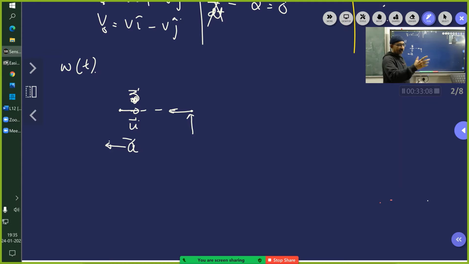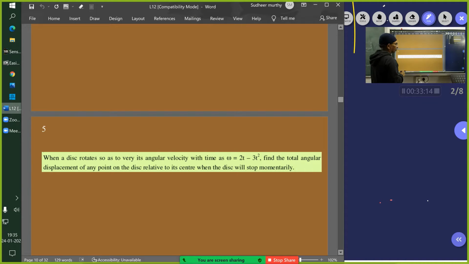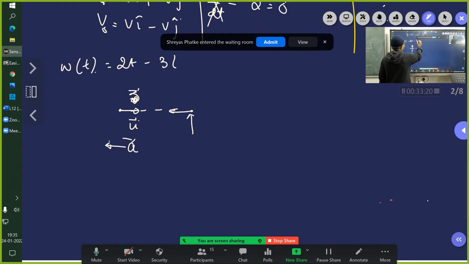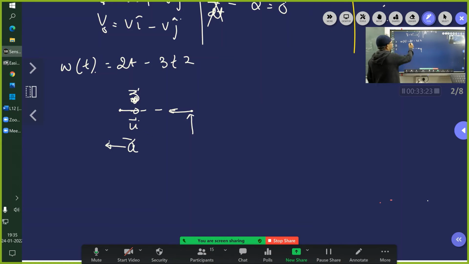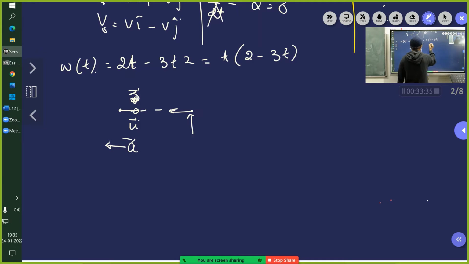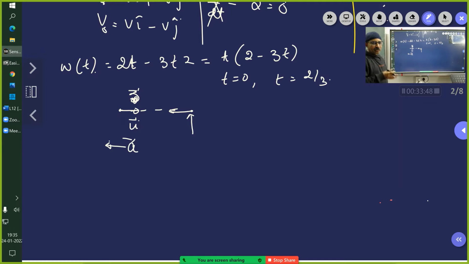Same way for this disc, the equation is omega equals 2t minus 3t square. If you open this, you get t into 2 minus 3t. Therefore, at two points, t equals 0 and t equals 2 by 3, it will come to rest. That's something which we know.